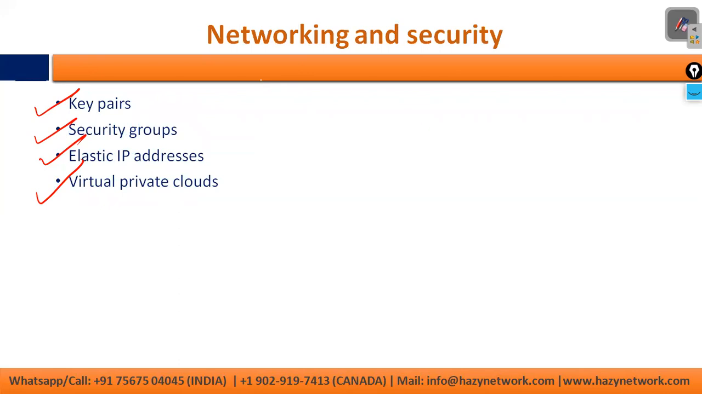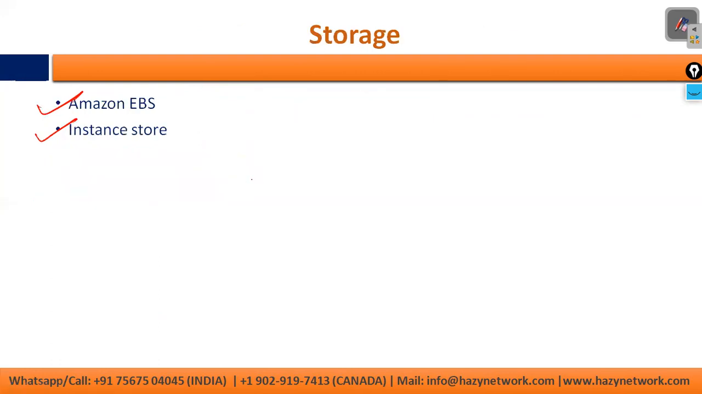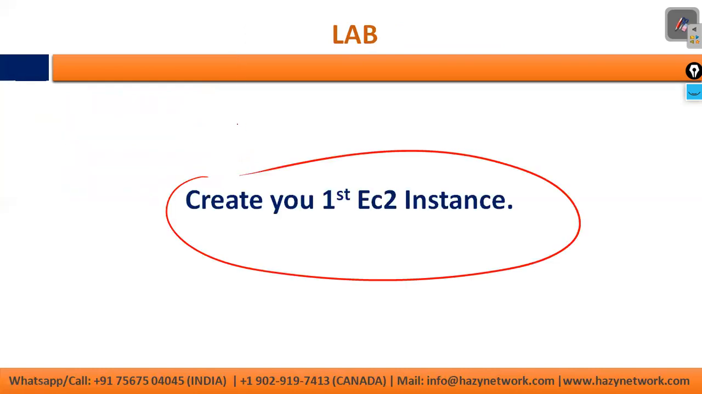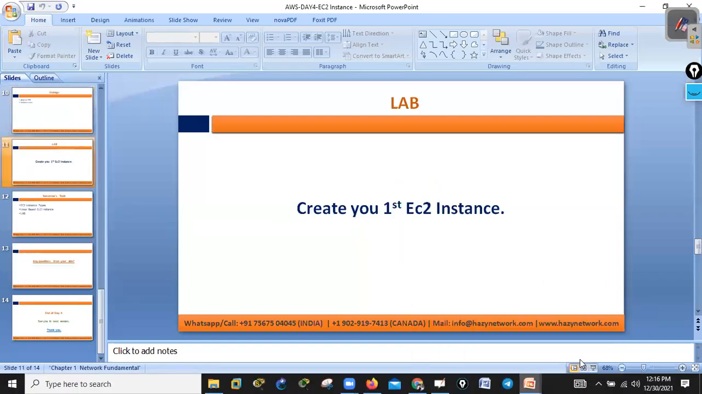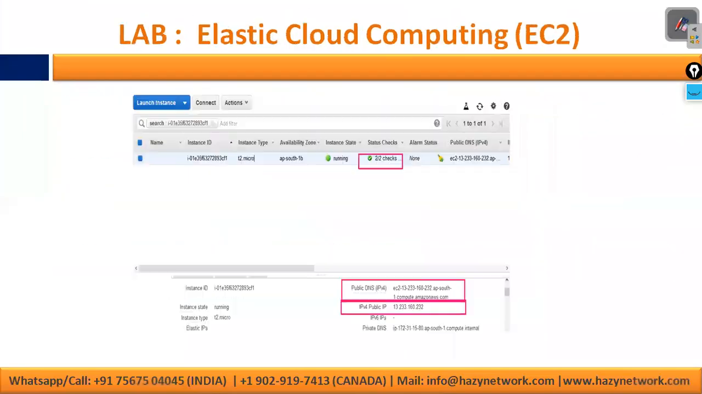Now, these are the network and security services which we will use over here. We will use the key pair, security groups, elastic IP address, and virtual private cloud. Storage, we will use the storage part over here. One is the EBS and one is the instance store. Correct. So for the lab part, we have a separate lab PDF over here. I will go through this PDF. It is not required right now.